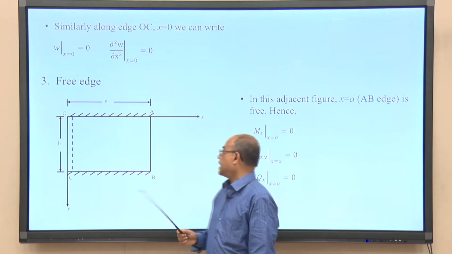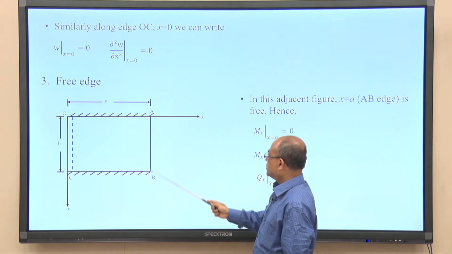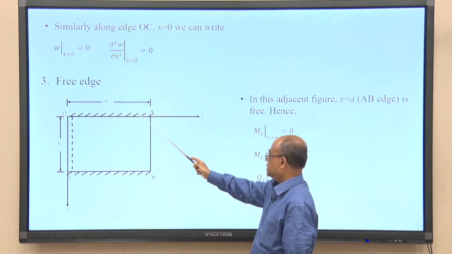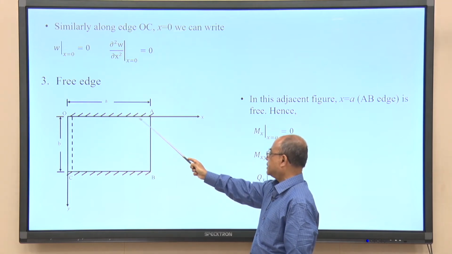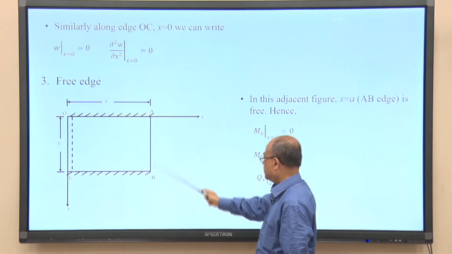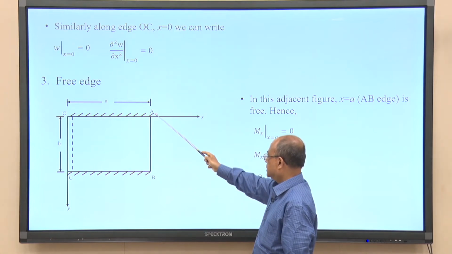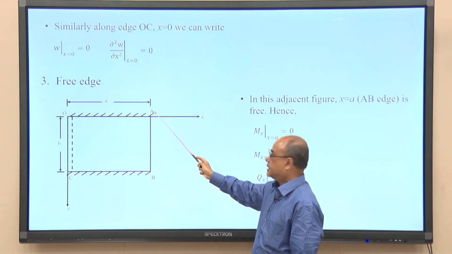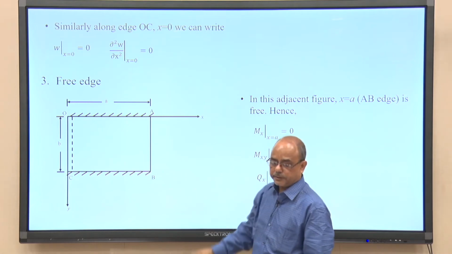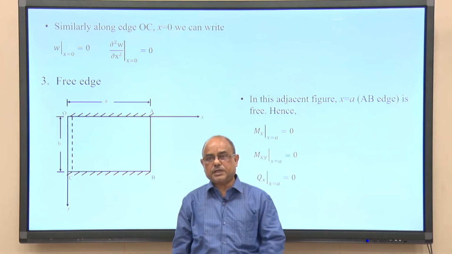Now, since this edge AB is located by the x coordinate, x is equal to a denotes the edge AB completely. Along AB the y coordinate varies from 0 to b, but the x coordinate is fixed, x is equal to a along AB. Now, here three conditions are there.